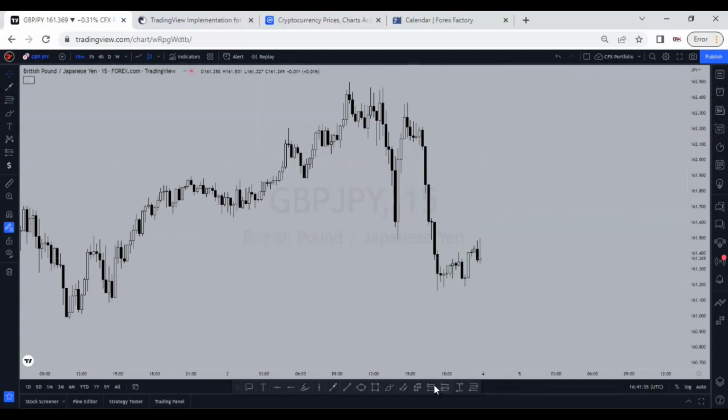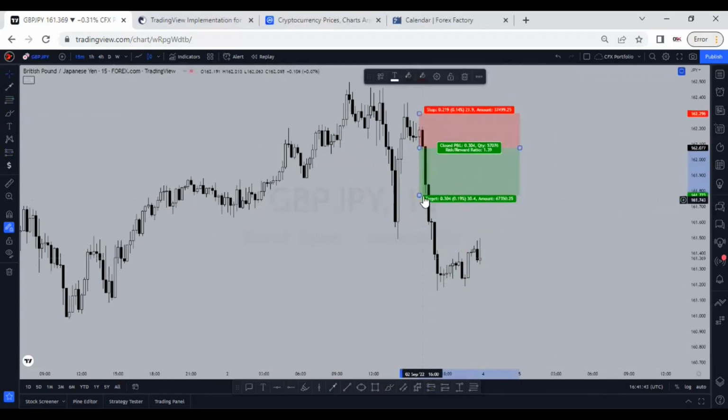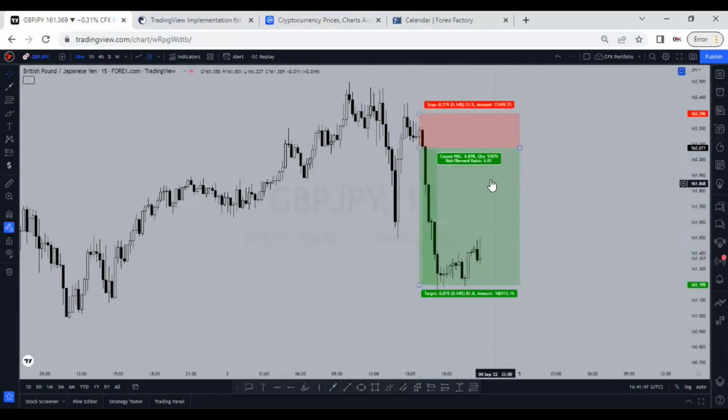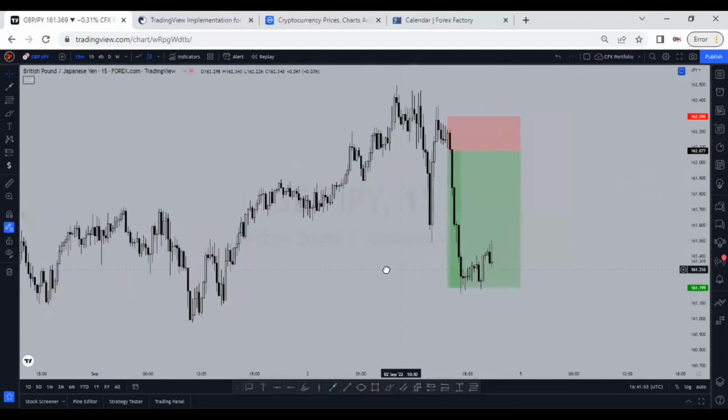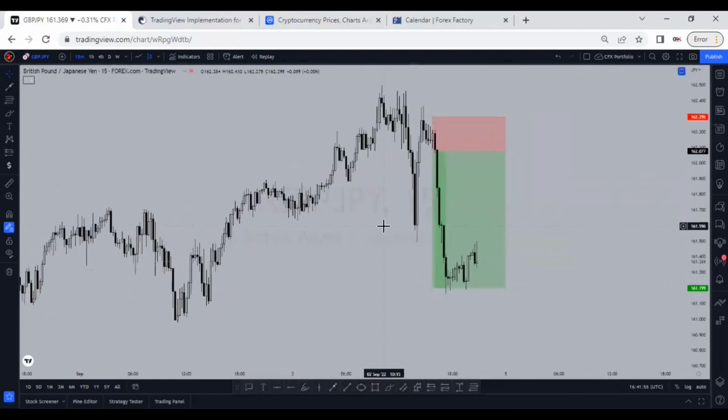So yes, on GBP/JPY we have this. Let's put the stop loss again, and then our take profits right here, and this gave us 1:4, massive, right? Massive 1:4, meaning if you are risking $1,000, you are aiming to make $4,000.